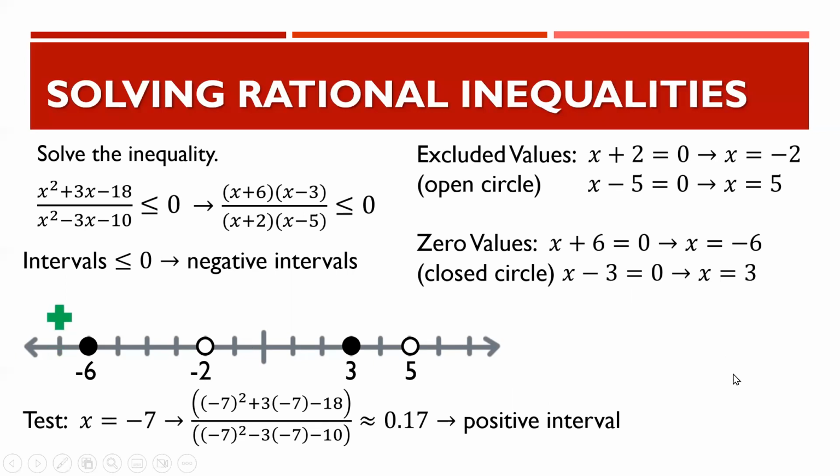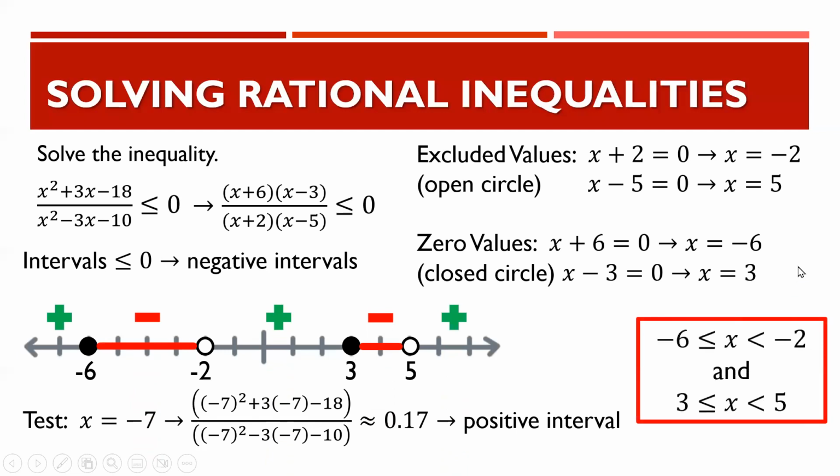So we're starting with a positive interval, and then we're just going to alternate after that: negative, positive, negative, positive. We are only interested in the negative intervals. So our solutions are going to be between -6 and -2, and +3 and +5.